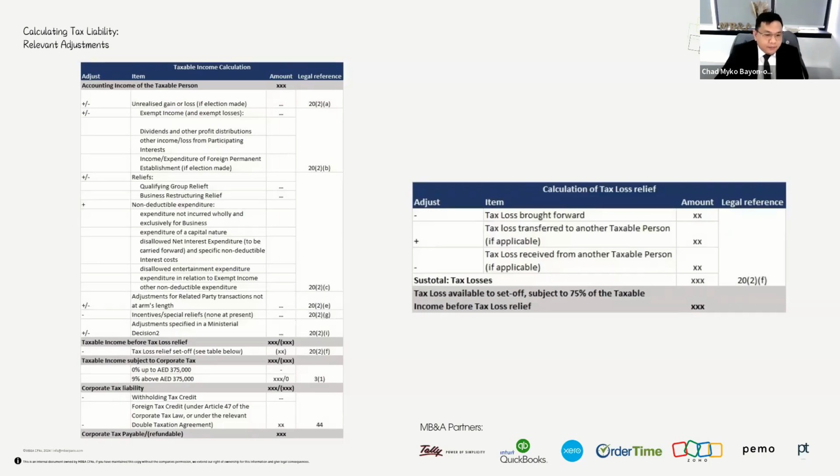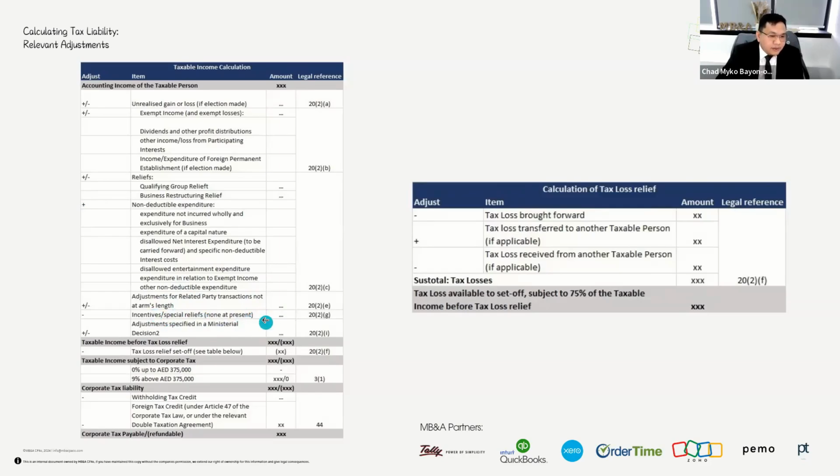Okay, and then we have an adjustment for related party transactions not at arm's length. So this is actually a sample of related party transactions. So again, this will be part of the special adjustments. Normally this one will be taking much time on the discussion, so we will be discussing this on the next session. Okay. And then we have the incentives.